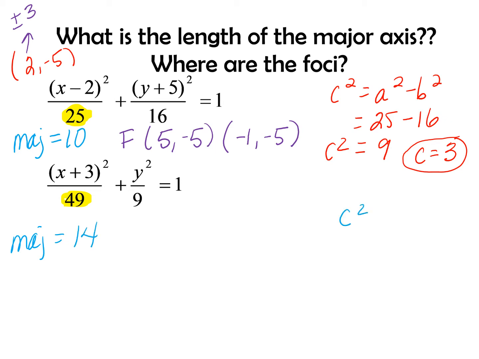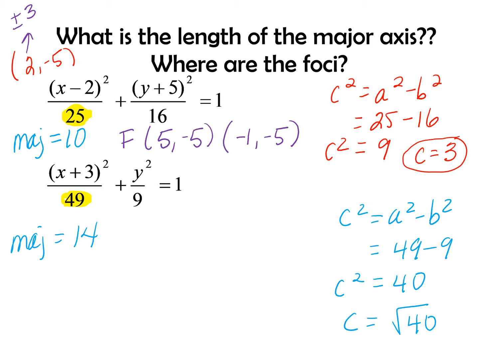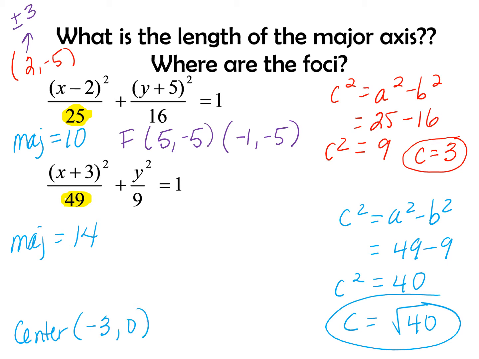And then C squared equals A squared minus B squared. So we have 49 minus 9, which is 40. And thankfully, I haven't changed my ways. I'm completely okay with just leaving it the square root of 40. I did not label the center on this one. I'll come down here and write it at the bottom. Our center would be -3, 0.